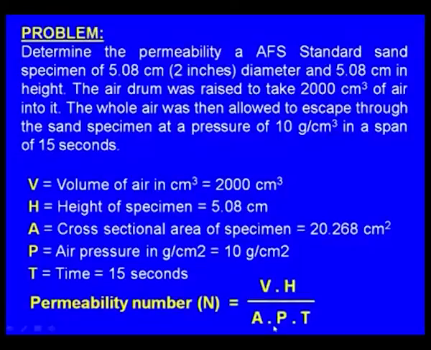Now we have the formula. So this is the formula for permeability, VH by APT. Let us substitute these values in this formula. When we substitute and simplify, the permeability becomes 205. So this is the permeability of the sand. So we have seen how to measure the permeability of the sand, molding sand.